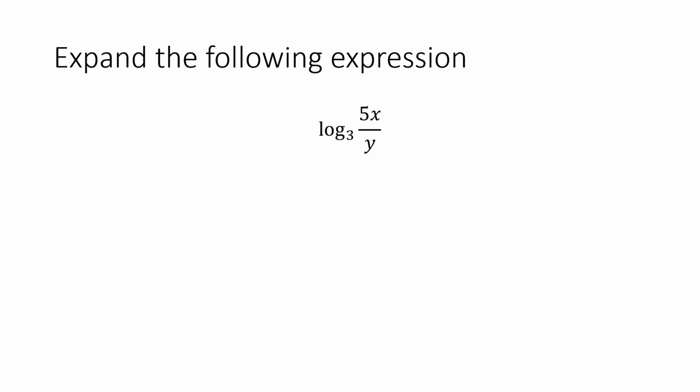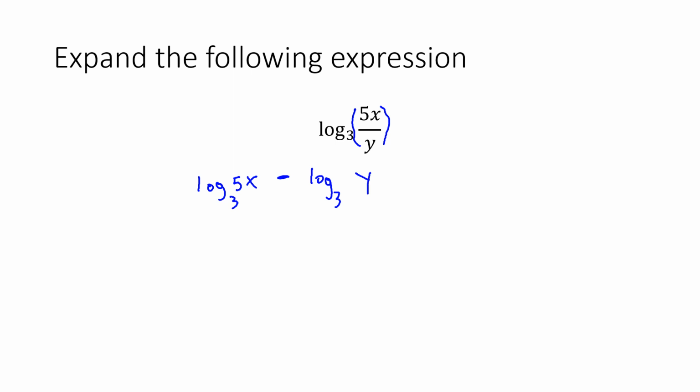Pause the video and try this one yourself. On this one, we know that in our argument, we have division as well as multiplication. So we're going to use both the product as well as the quotient rules. The quotient rule says that we can separate it by taking the numerator, log of 5x, and writing it as subtraction with the denominator, log base 3 of y.